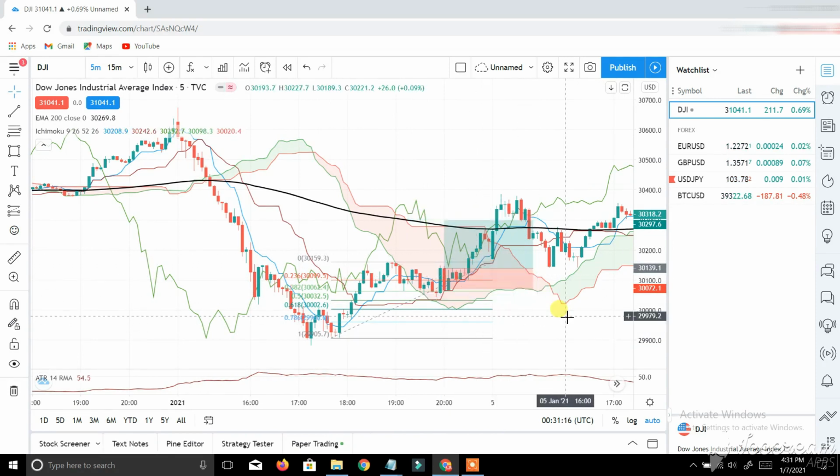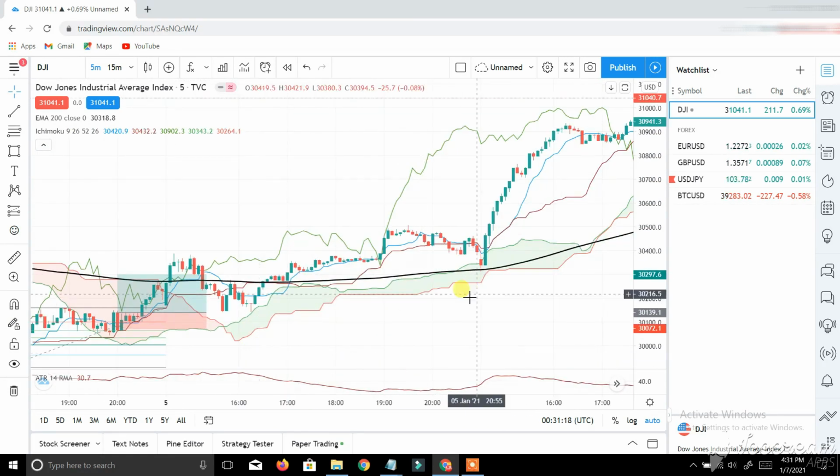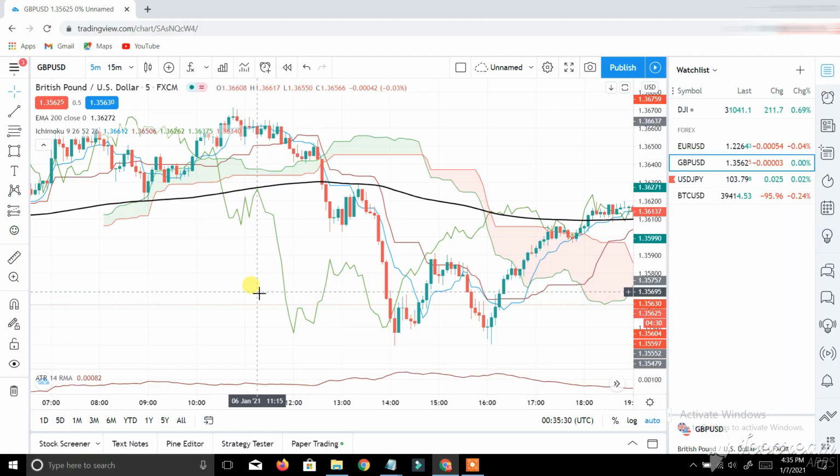So we lost this trade, so let's look for a different entry. I'll get back to you guys. Okay guys, at this point, this is a selling trade.